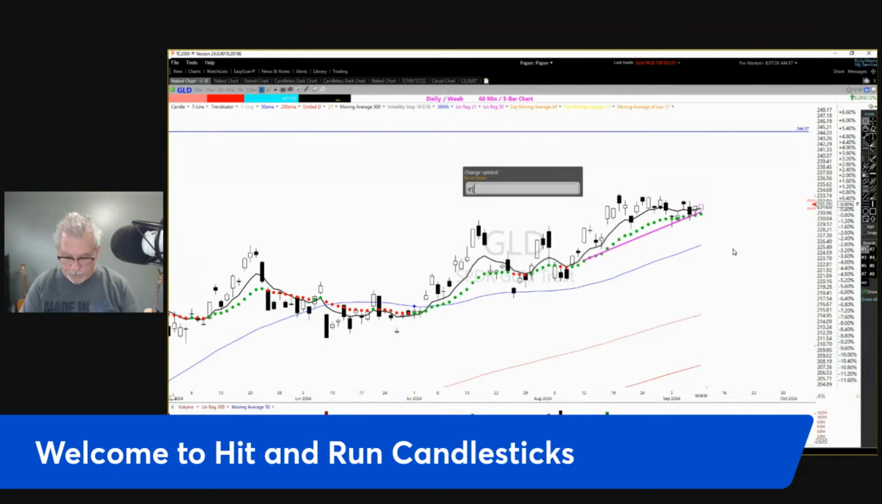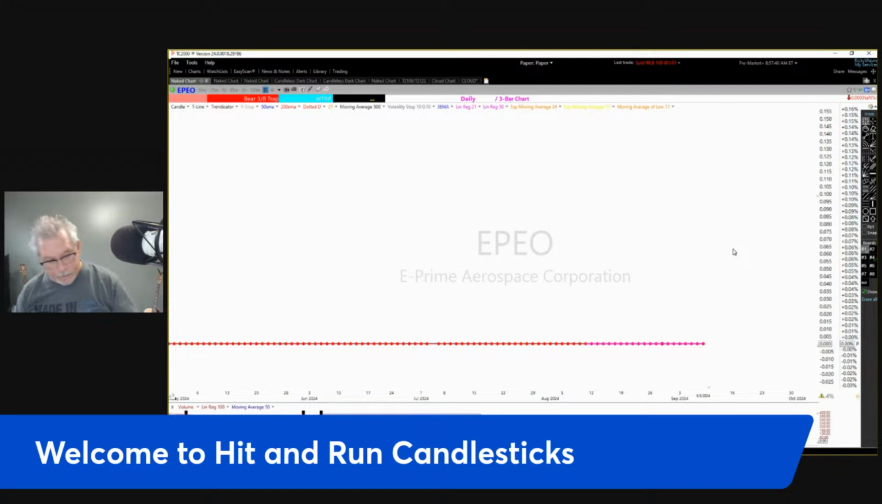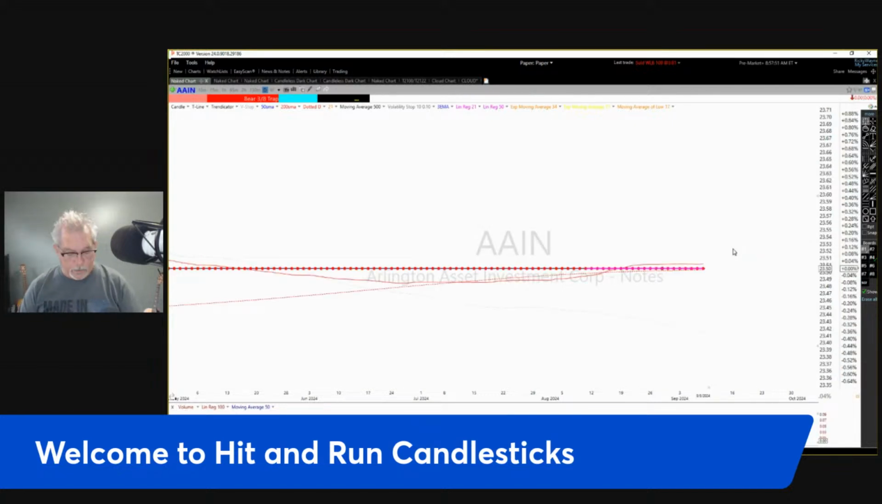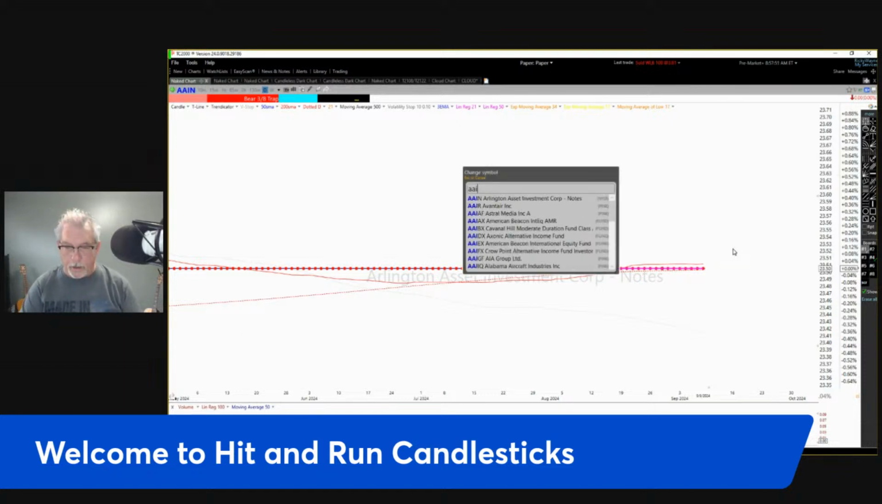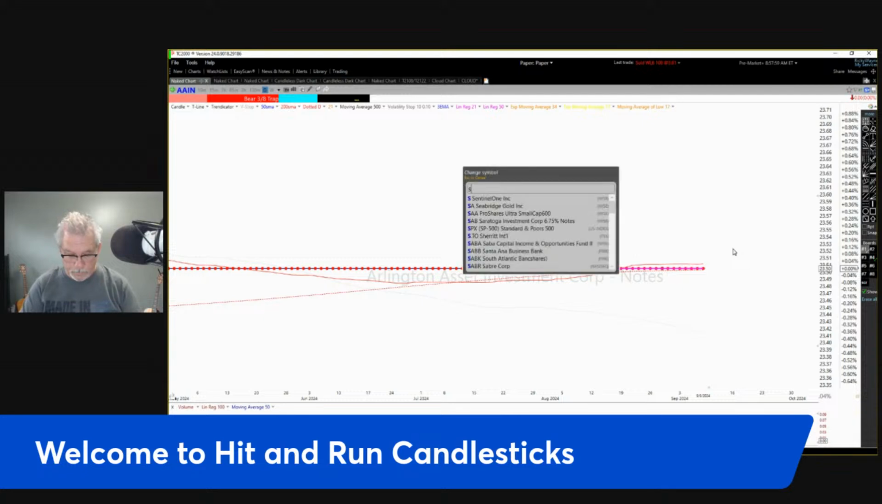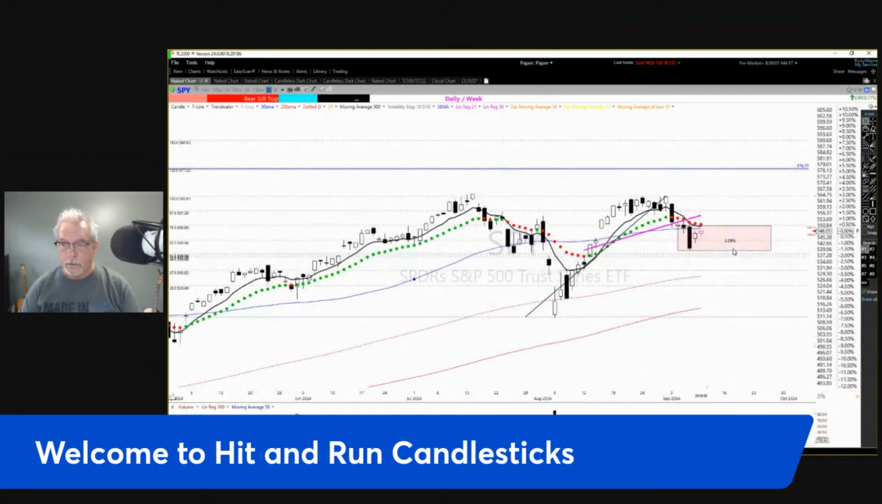EPEV, EPEV. Whoop, that is not it. EPEV. Nope. I must have written it down wrong. Oh, wait. We'll worry about that later. All right. It can't be AAI. Huh. Well, back to the SPY, I guess, right?